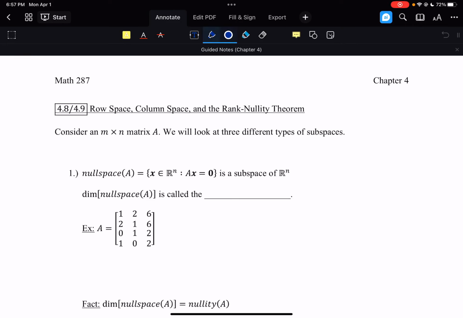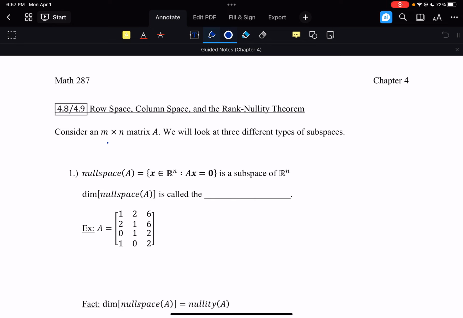Welcome to sections 4.8 and 4.9, the conclusion of chapter 4, our introduction to vector spaces. In these sections, we're going to be looking at a few types of vector spaces that we can encounter when working with matrices in particular, and these are the row space, the column space, and we'll also be looking at the null space again, and then seeing how all of this relates through the rank nullity theorem.